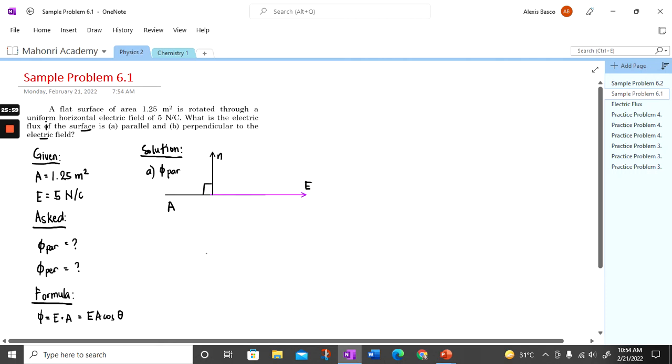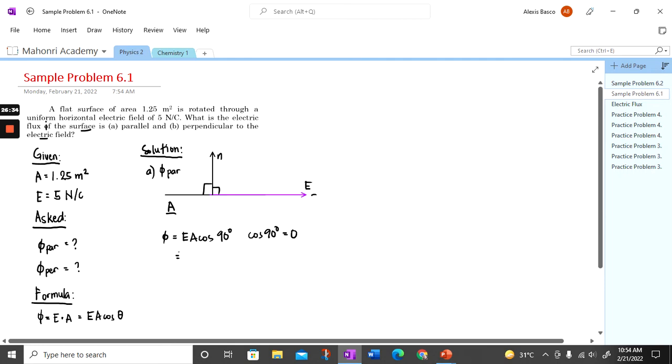This is my N. So what that means is that if my surface and my E are parallel to each other, my N and my E are perpendicular to each other. And we've discussed this earlier. So if my A and my E are parallel to each other, which would give me EA cosine, and the angle between my N and my E is 90 degrees. We discussed earlier, cosine 90 degrees is equal to 0.